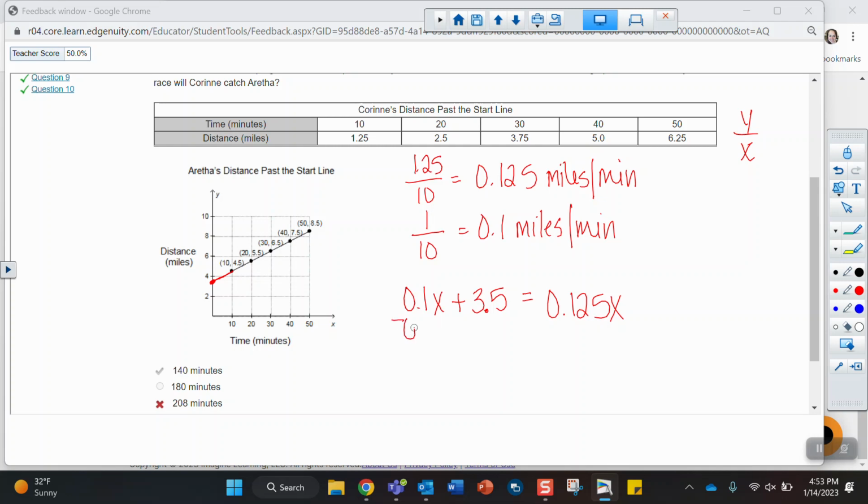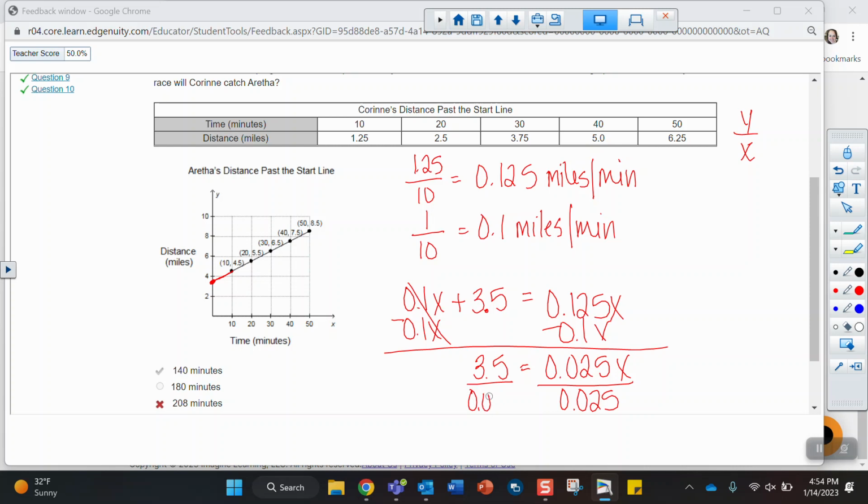What we want to do is set these two expressions equal to each other and then solve for x. So we're going to subtract 0.1x from both sides. That's going to give us 3.5 equals 0.025x. If we divide both sides by 0.025, we get that x equals 140 minutes. So it will take Corinne 140 minutes to catch Aretha.